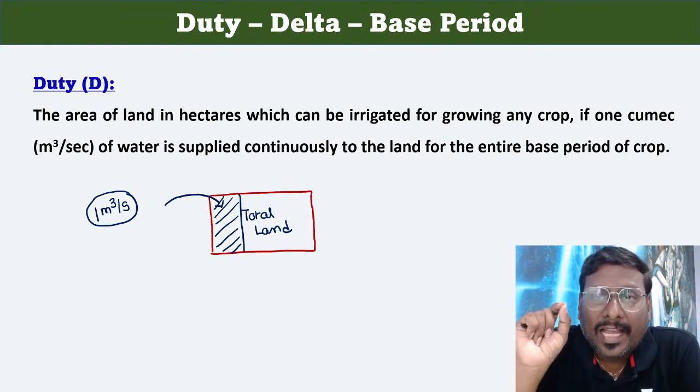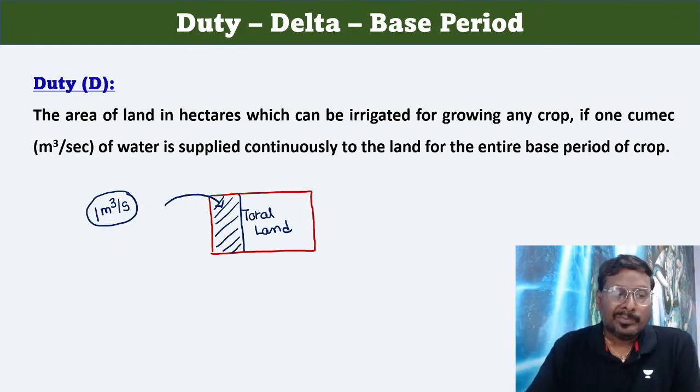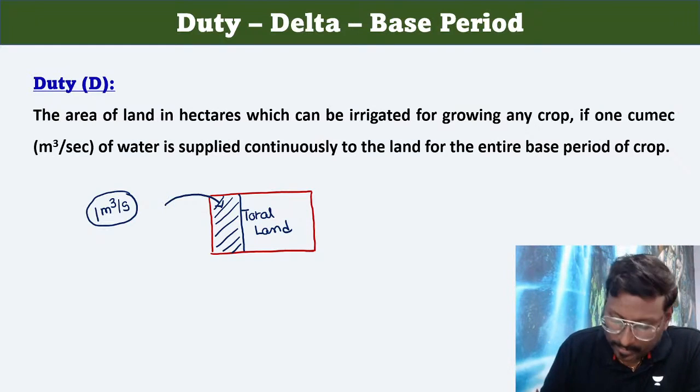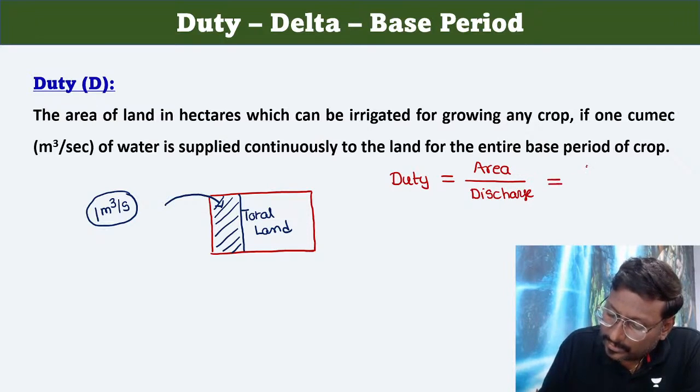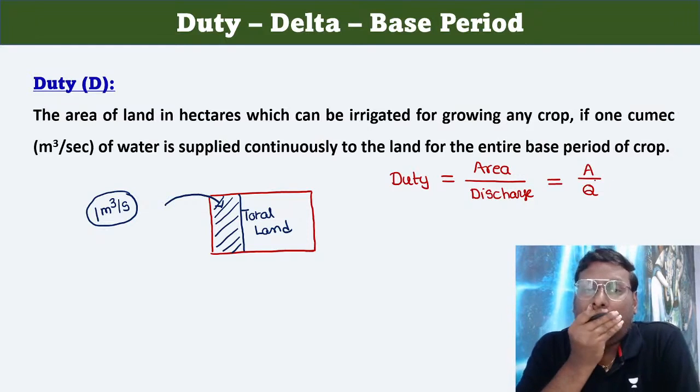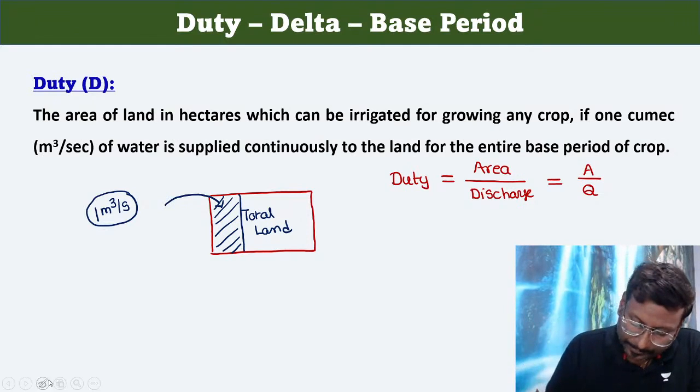That part of land irrigated by 1 cubic of water throughout the entire base period is called duty. So you can write down: duty is equal to area upon discharge, A by Q.